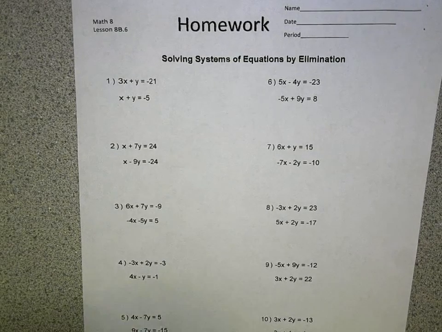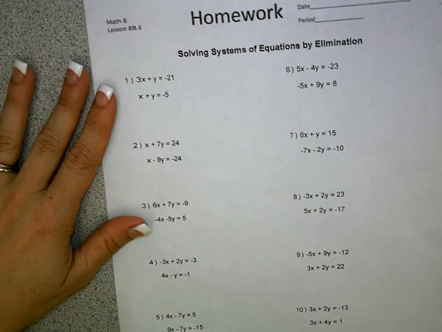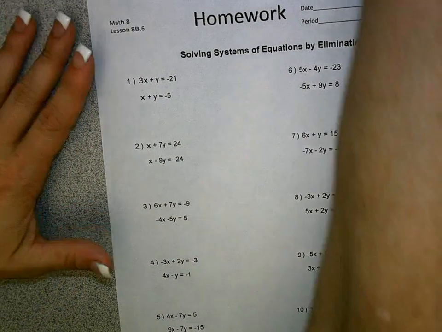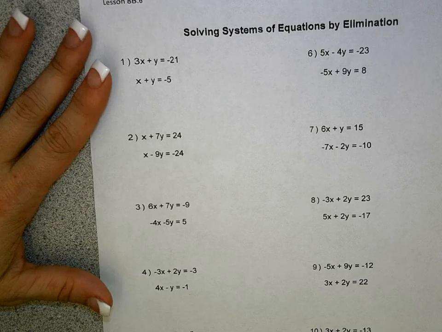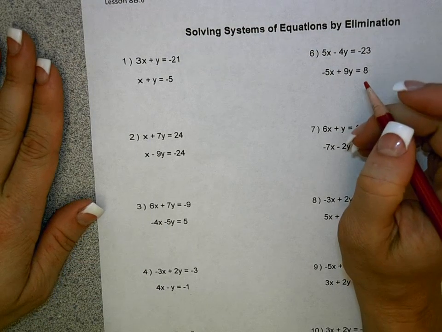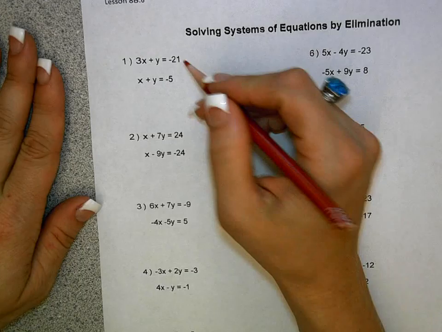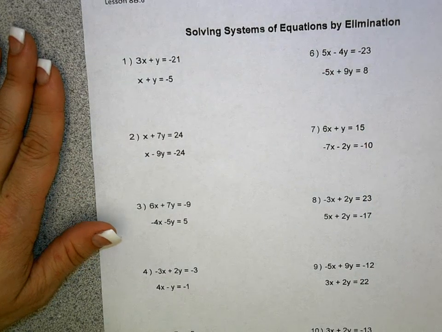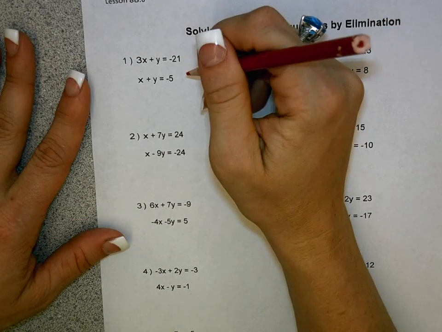Okay, if we look at number 1, the first thing you have to do is decide if you want to cancel out the x's or the y's. It does not matter here, okay? It would probably be easiest to cancel out the y's because all you'd have to do is multiply by a negative.